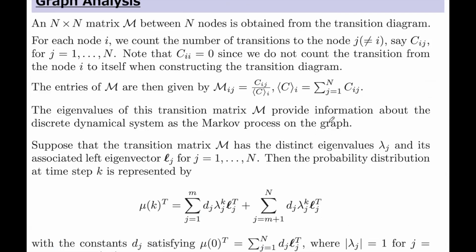Okay, so the eigenvalues of this transition matrix have very good information when we regard the dynamics as a Markovian process on this graph. Suppose that M has a distinct eigenvalue lambda_j and its associated eigenvector L_j, then the probability density on this graph's Markov process is given here. The first term is the periodic part, where the eigenvalues are on the modulus of the unit circle. On the other hand, the second term represents the decaying mode, whose eigenvalue has modulus less than 1. So the information of these eigenvalues gives us some information about dynamics on the graph.